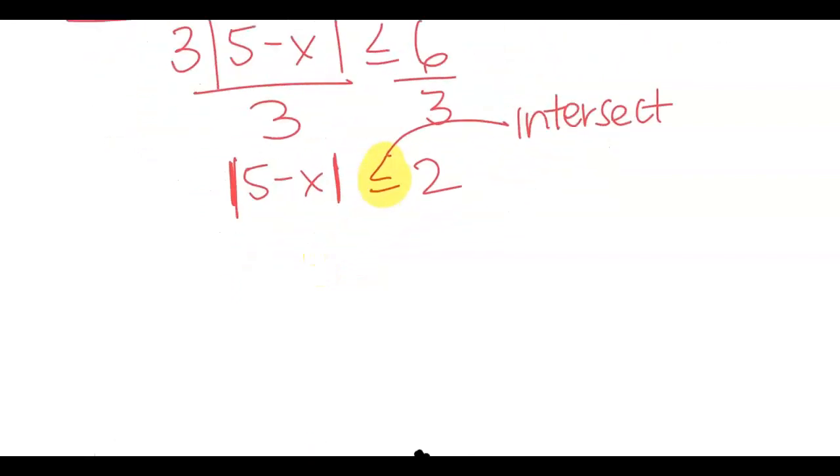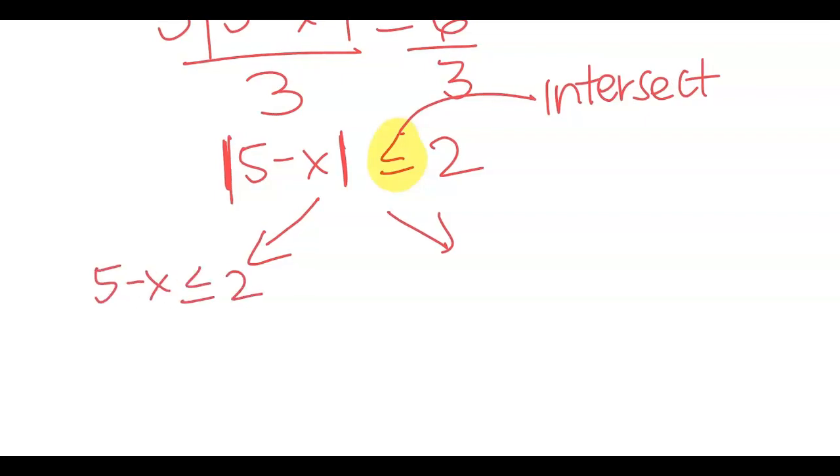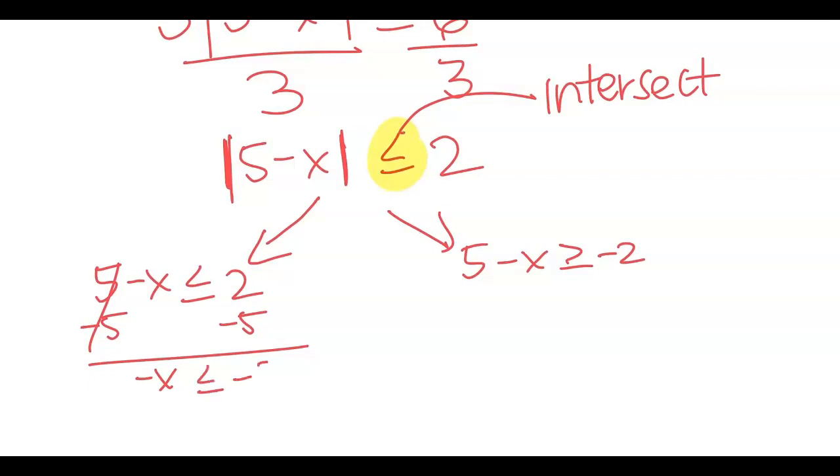So from here, I'm going to zoom in just a bit, and I'm going to create my 2 cases. We're going to have 5 minus x is going to be less than or equal to 2, and 5 minus x is greater than or equal to negative 2. So we're going to solve. Excuse the horrible handwriting, by the way. I'm going to subtract 5 on each side. So we'll have negative x is less than or equal to negative 3. And especially since this negative is in front of x, I need to divide both sides by negative 1. So x will be greater than or equal to positive 3. So that's my first answer.